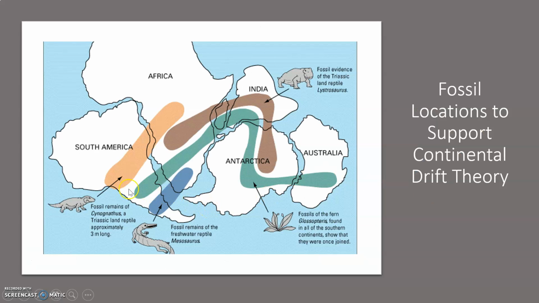This, again, is another picture to show where each of the different things were located. Clearly, it supports that there were land reptiles moving from one continent to another.